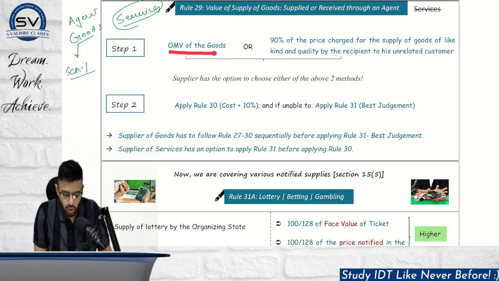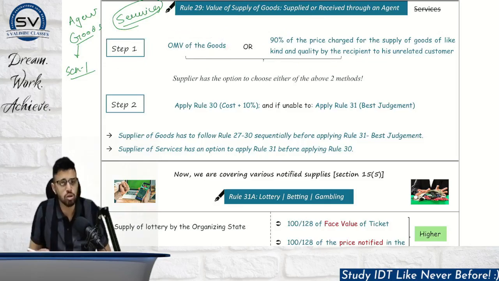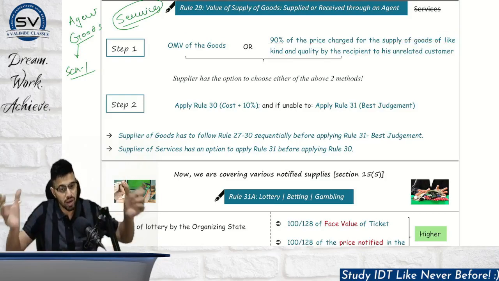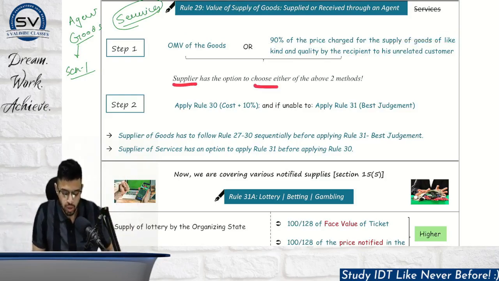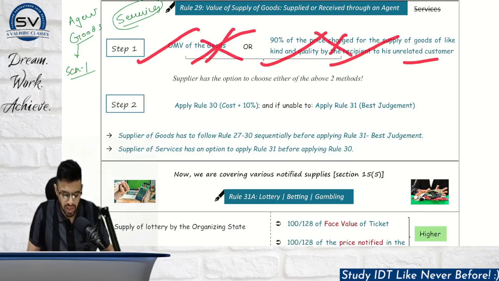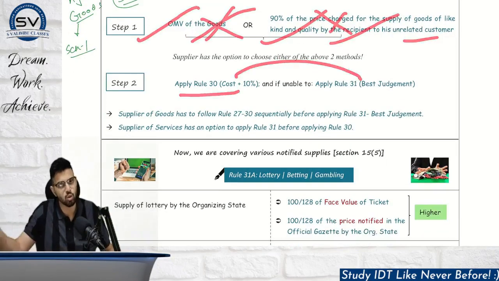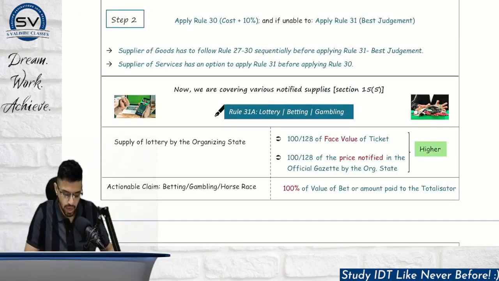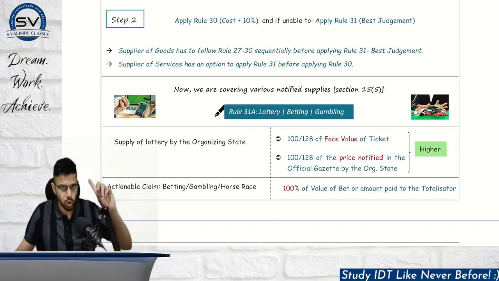First, either you take the open market value of the goods, or you take 90% of the price charged for supply of goods of like kind and quality by the recipient to his unrelated customer. So internally this option has been given. The supplier can choose either of the two methods, or if he is not able to apply them, both of these are failing, you apply rule number 30, otherwise rule number 31. In case of services, rule 31 before rule 30 is possible, that we have already covered. Okay, so rule 27, it is clear.